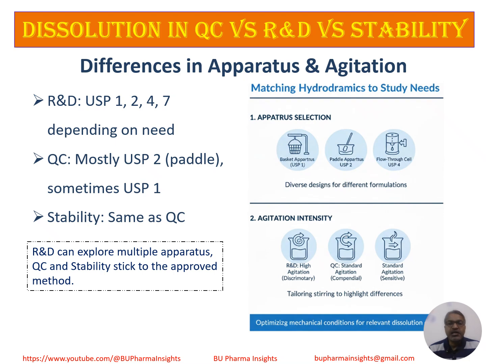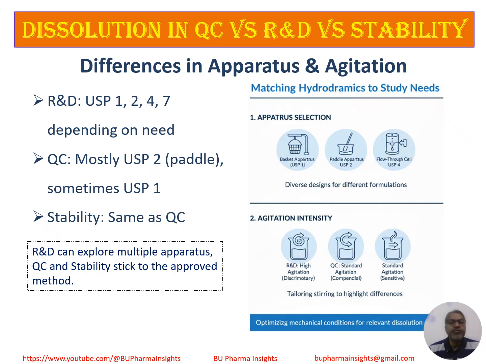Apparatus selection also changes across the life cycle. In R&D, teams may explore multiple USP apparatus, including USP 1, 2, 4, or 7, depending on the product and the question being answered. This flexibility helps understand the release mechanism early in development. In QC, focus shifts to simplicity and repeatability. Most products use USP apparatus 2 paddle or sometimes USP 1 basket.